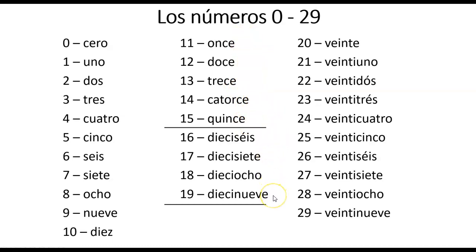16 to 19 literally used to be diez y seis, 10 and 6. So 10 and 6 is 16. And so they follow the same way. 17, 10 and 7, 18, 10 and 8, 19, 10 and 9.